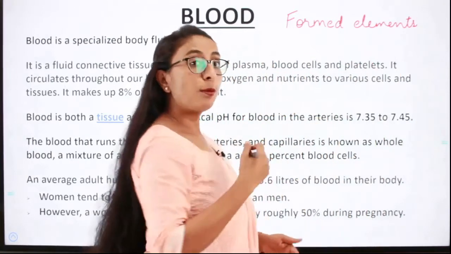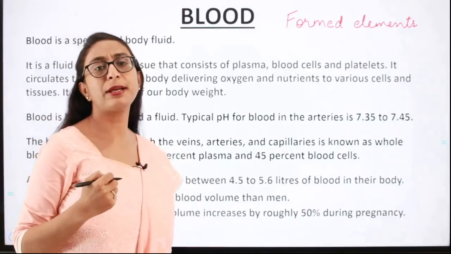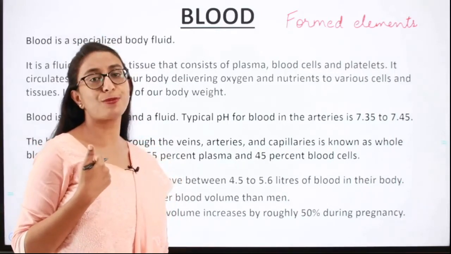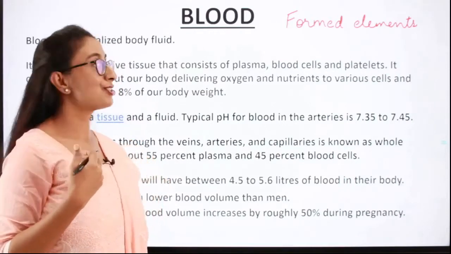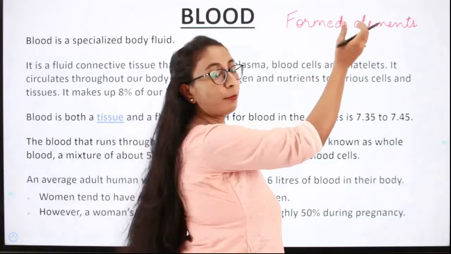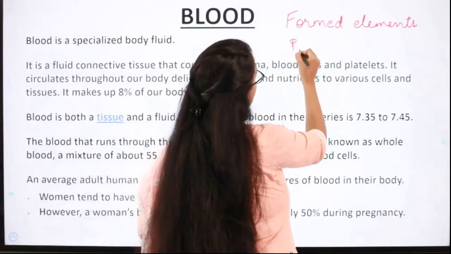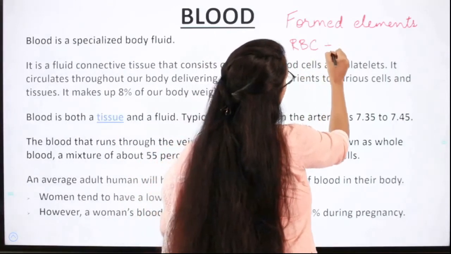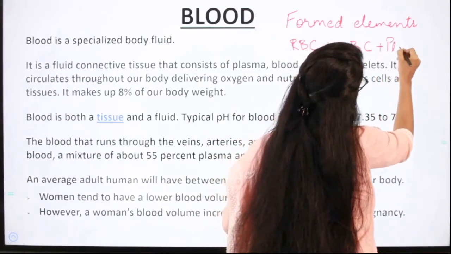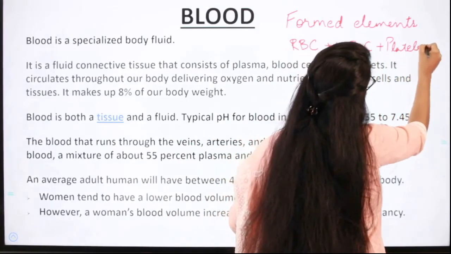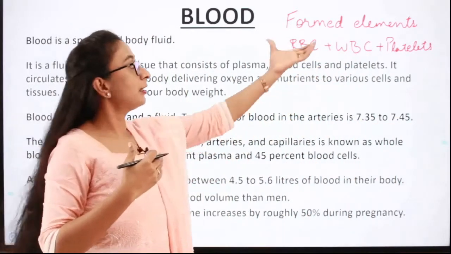The blood, its composition, the various cells of blood, this entire topic is very, very important for the NEET examination because you can get many questions from this topic. Though the topic appears to be simple, it is extremely important for this examination. So what do we mean by formed elements? Formed elements means RBC, WBC plus platelets. All the cellular components of blood come under the formed elements.